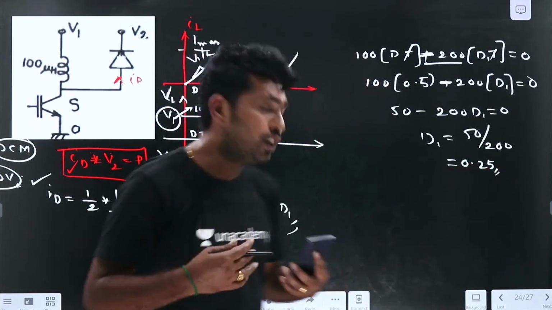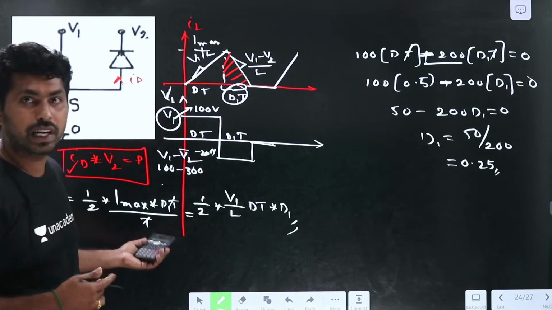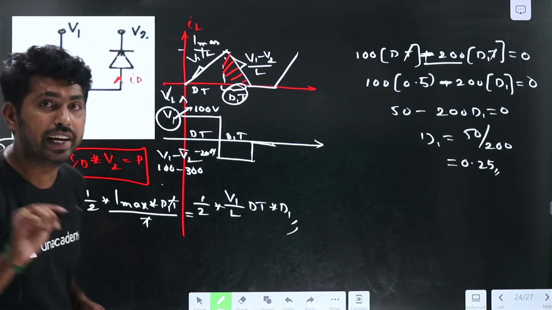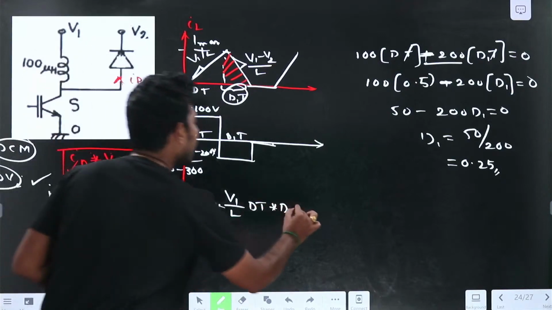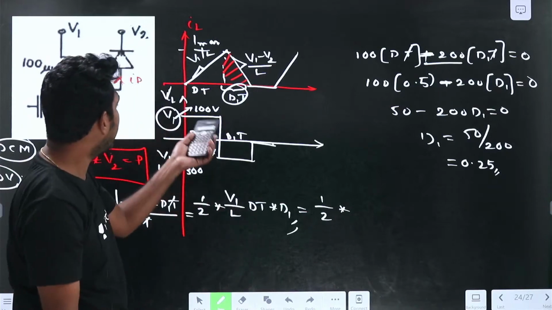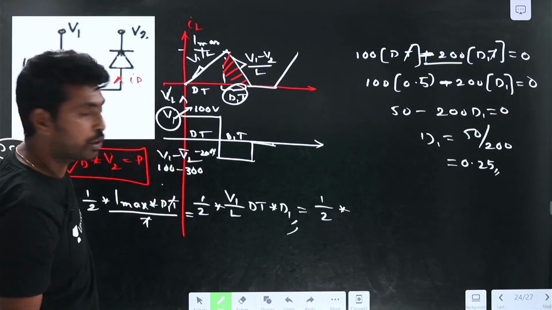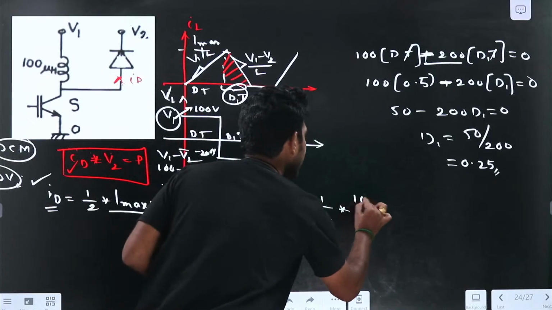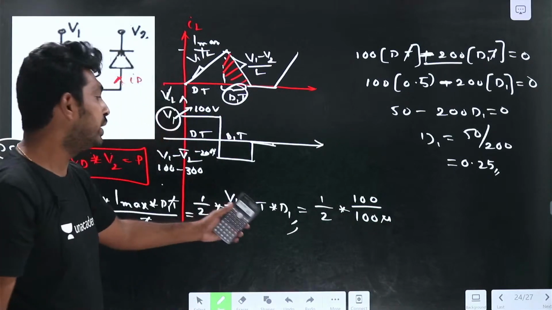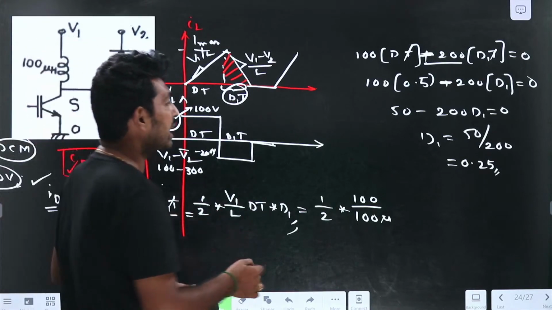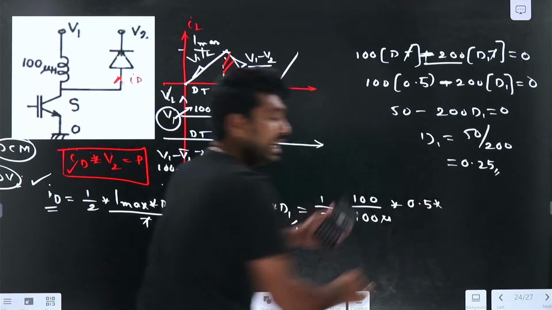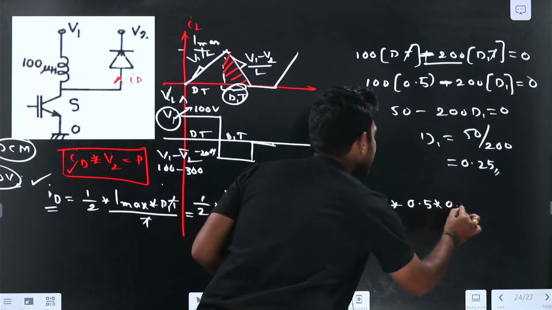Now if I know D1, if I substitute it in this expression, I will get the ID expression. How can I find the ID expression? The ID expression will be half into 100 by L. 100 is the VL, and L is given as 100 microhenry. So 100 by 100 microhenry, 100 by L into dt, which is the turn-on time. So D is given as 0.5, and D1 is 0.25.